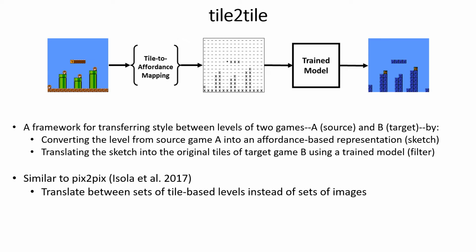And so we introduced this style transfer approach called tile-to-tile, which at a high level consists of a two-step method where we first convert the level from the source game A to a low-resolution affordance-based representation common to both the source and the target games. We call this representation a sketch, and then we translate that sketch into the game-specific tiles for the target game B using a trained model, which we refer to as a filter. Again, this is conceptually similar to the pix-to-pix framework, only here, instead of training models for translating between sets of images, we translate between sets of tile-based levels.